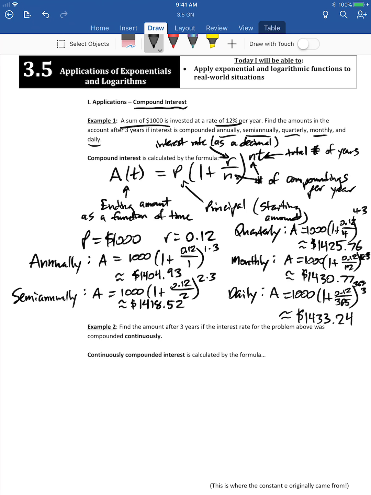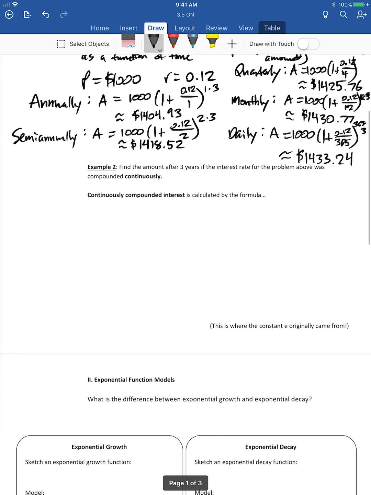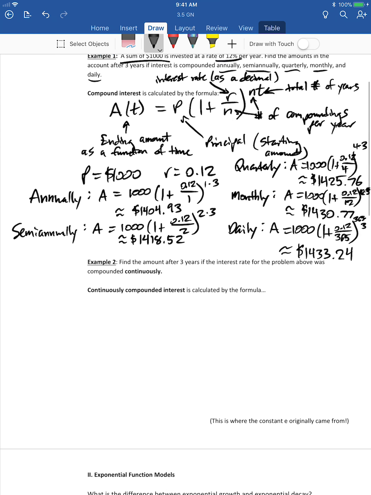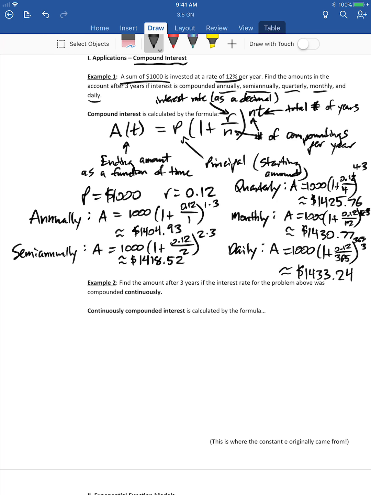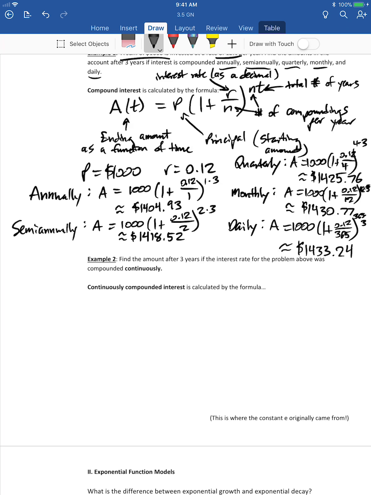Actually, it does slow down, and it will approach a number. And someone a long time ago, actually a few people, but of course, old white men, as I like to joke around in class, saw this and discovered that if I go up to compounding continuously, I'm approaching a certain number.